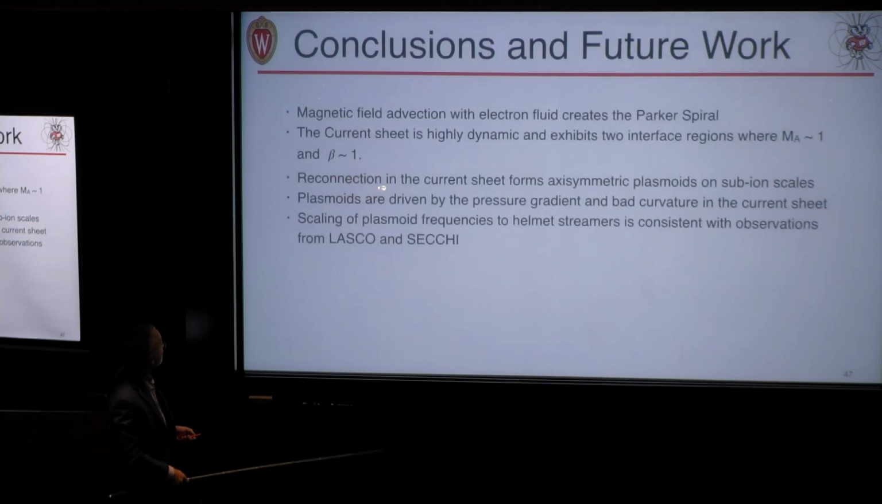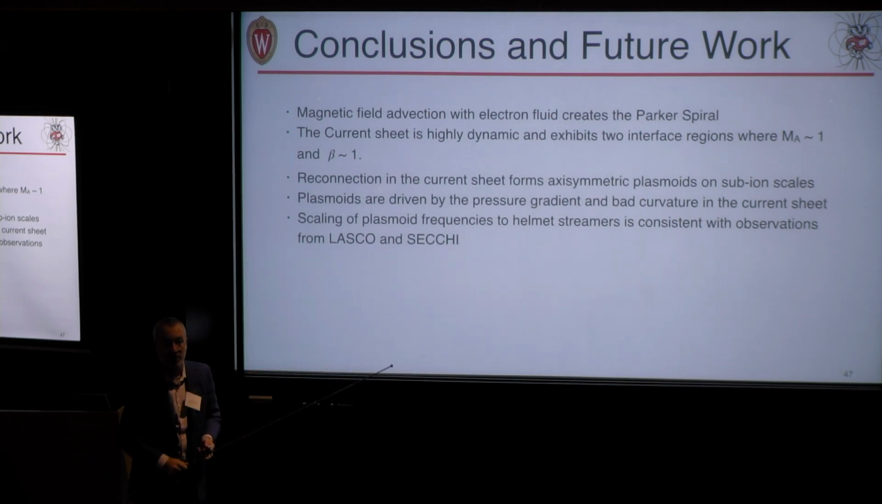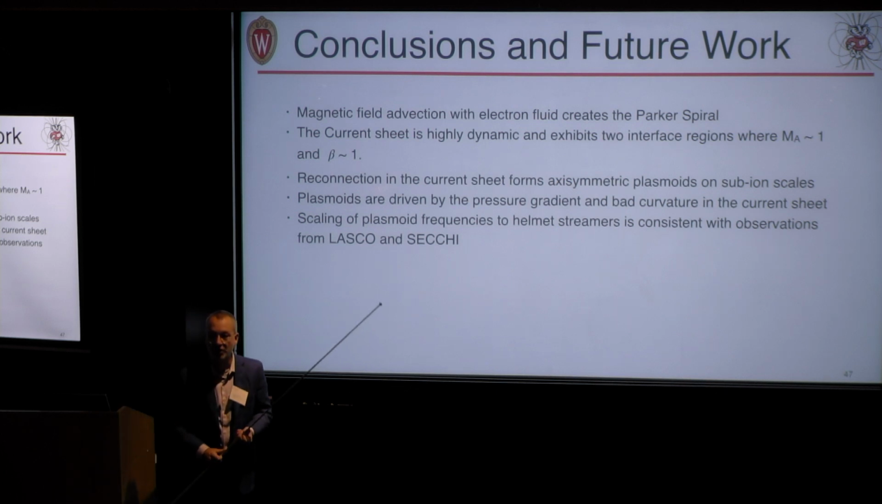And with that, just summarizing here, we've created a Parker spiral. We have a current sheet at a very high beta, high Alfvén Mach number that becomes dynamic and transitions to turbulence. There's reconnection on the sub-ion scales. These plasmoids are driven by the pressure gradient and bad curvature, and it seems to be consistent with observations. So I will thank you and take questions.